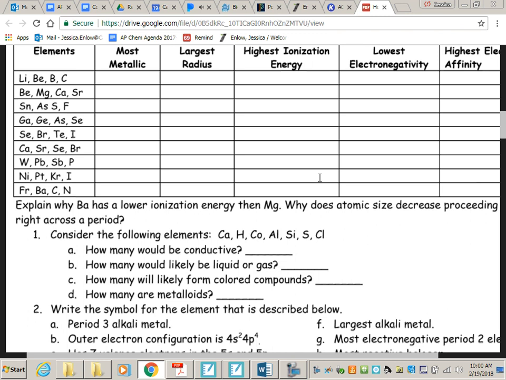Look at the second one. Beryllium, yes. I'm going to go right back to that in a second, okay? Beryllium, magnesium, calcium, and strontium. Go ahead and classify that one. Try to answer those last 4.